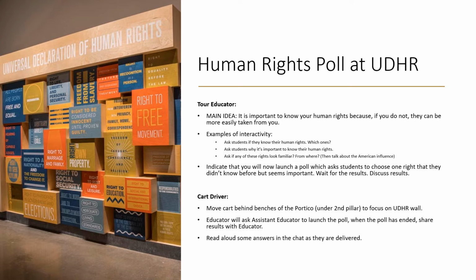Once you've laid out this concept of the Universal Declaration of Human Rights and maybe ask them one or two of these questions, you can indicate that you will now launch a poll which asks students to choose one right that they didn't know before but think is really important. You are responsible for being very clear in asking your co-host to launch the poll. I literally say, now we are going to launch a poll. Poll person, please go ahead and launch it. This indicates to the poll person to start the poll and then really give time for the students to vote.